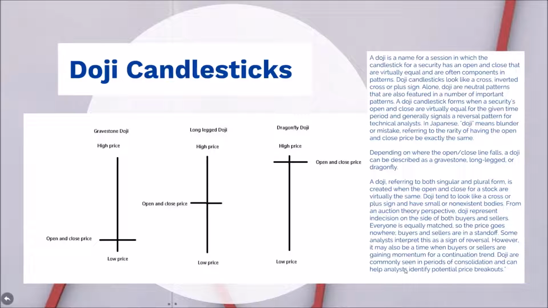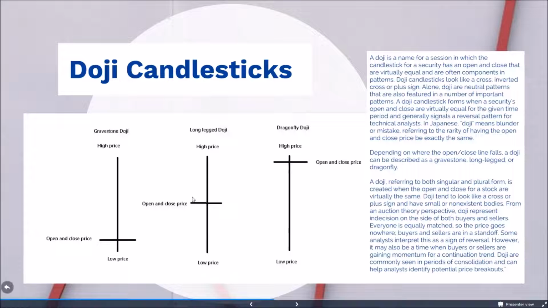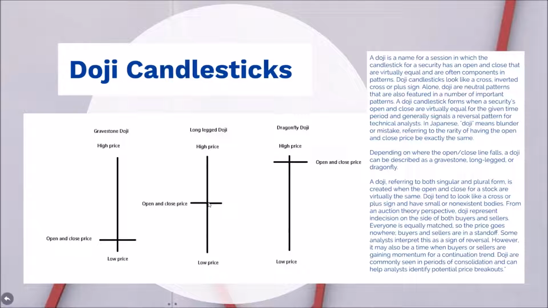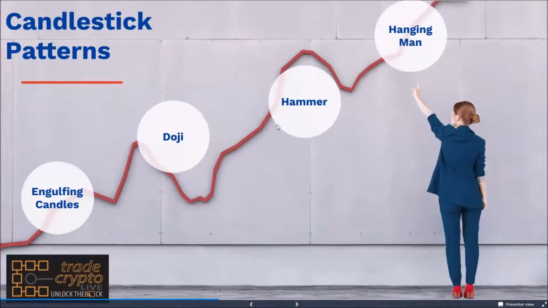Doji are commonly seen in periods of consolidation and can help identify potential price breakouts. And you'll see when we go look at Bitcoin, you can almost see the dojis that are showing up right after, recently they've been making some good green candles, and then they'll pull back, and then when volume disappears, a doji will show up right before they take off again or they drop. It's just that indecision as the volume peters out, and then either the sellers or the buyers come back in and push it one way or the other. So we'll take a look at that in a little bit here.